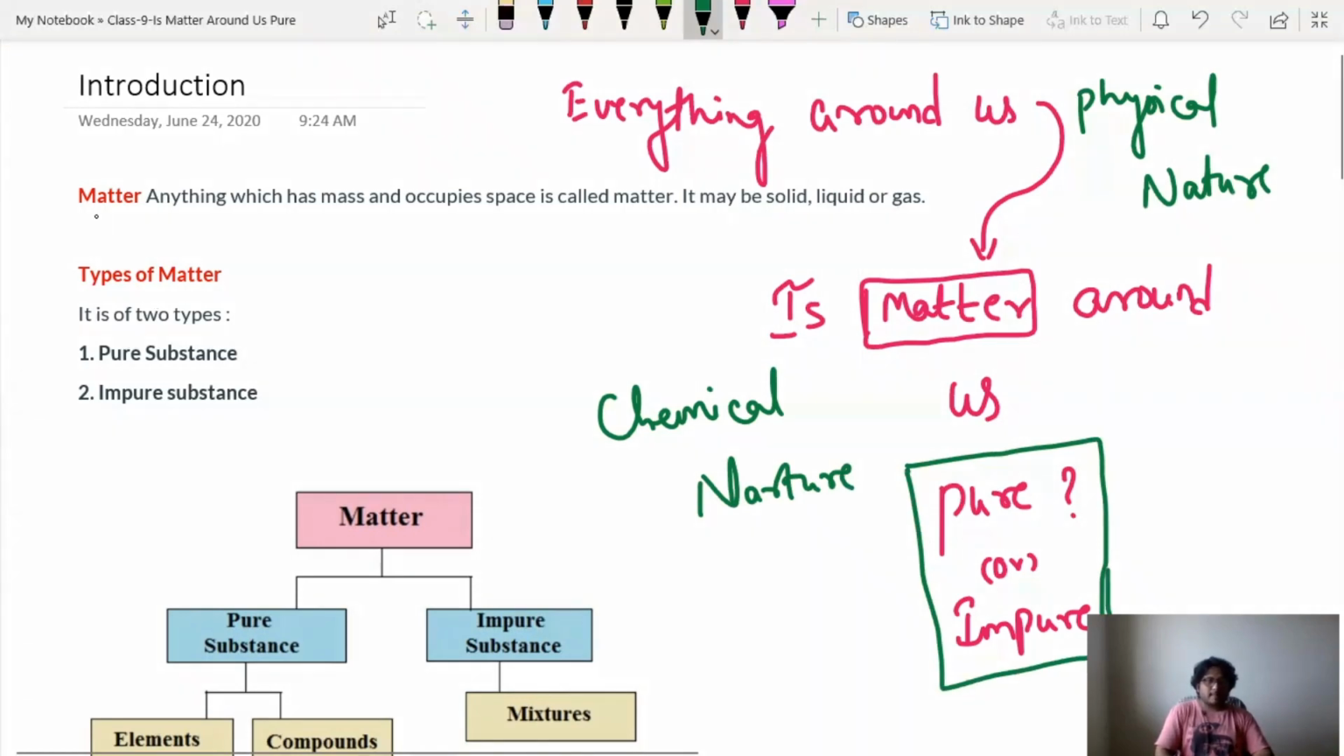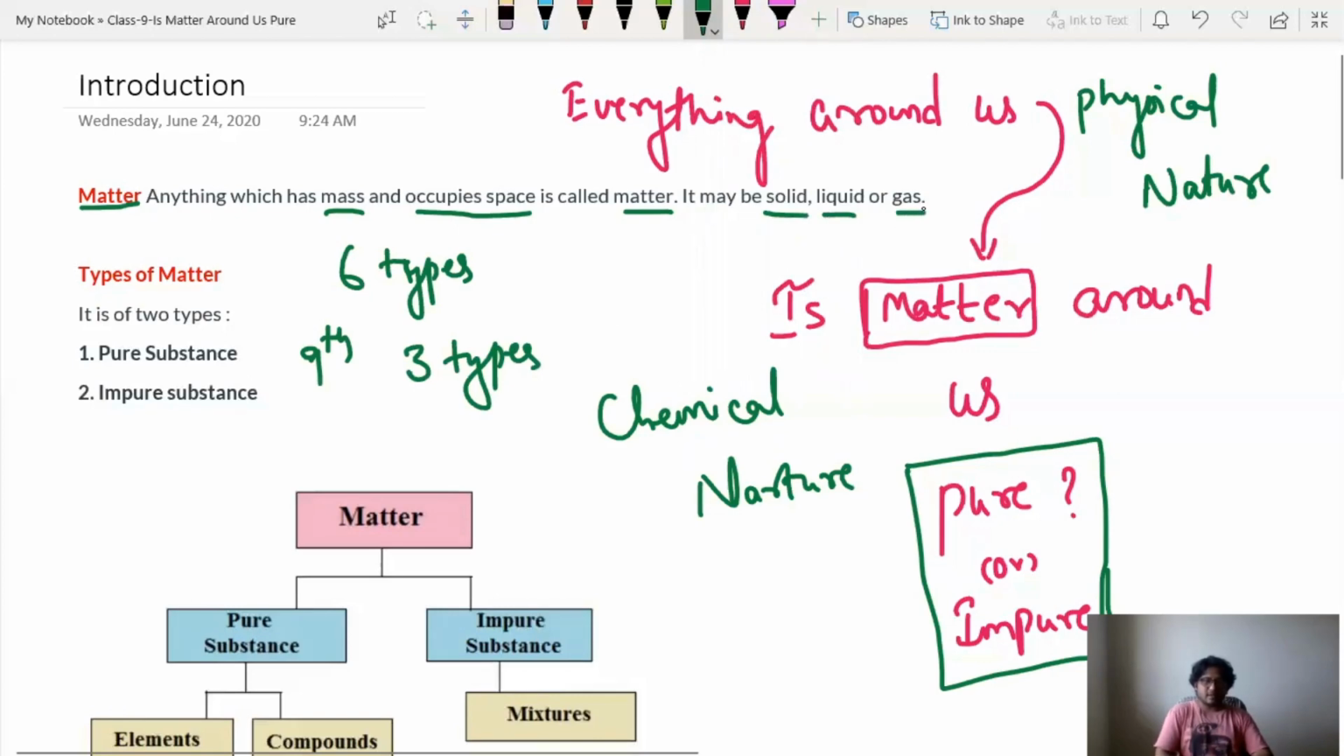You see, matter, which we have already learnt in our previous chapter, is anything which has mass and occupies space. There are 6 types of matter, but in your 9th class we are going to learn only 3 types: solids, liquids and gases. Now, matter is of 2 types actually. First one is pure substance, second one is impure substance.